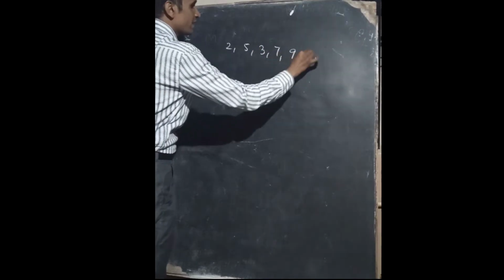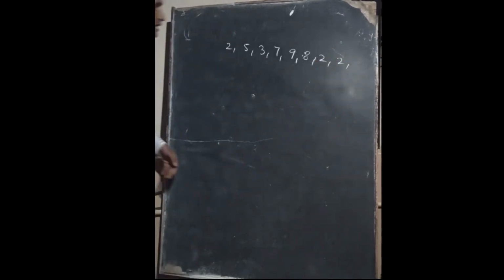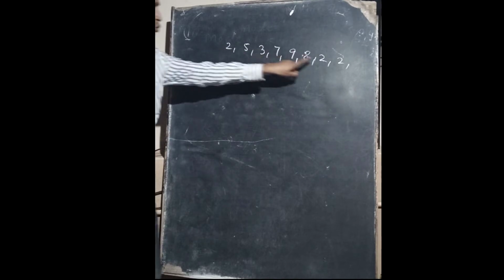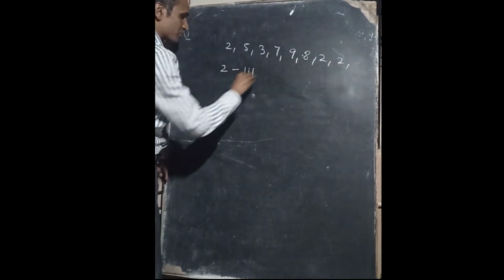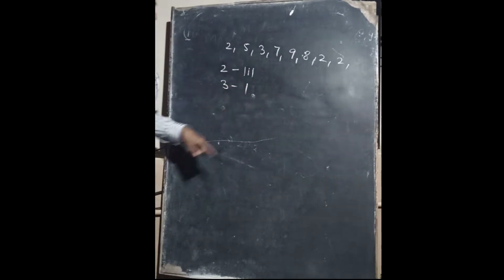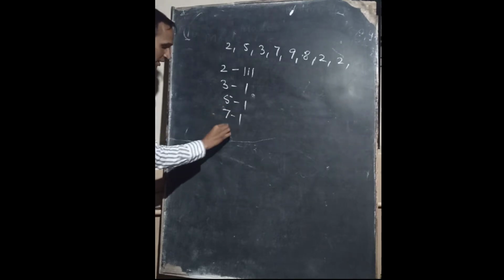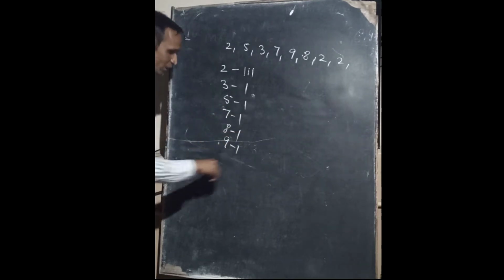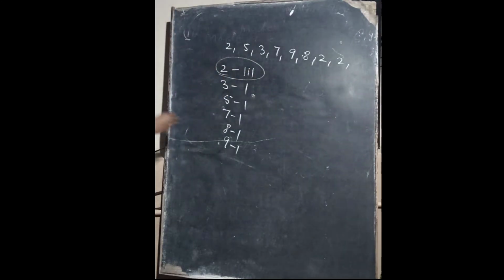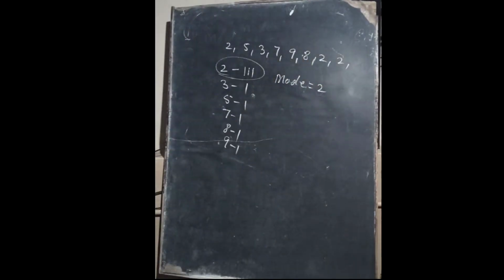7, 9, 8, 2, 2. So in all the numbers, the number 2 came 1 time, 2 times, 3 times. This came 3 times. Next number 5, suppose any number 3 came only 1 time. Then 5 came only 1 time, 7 came 1 time, 8 came 1 time, 9 came 1 time. Which number came more? The number 2 came more times. So the mode is only 2. Mode is 2.